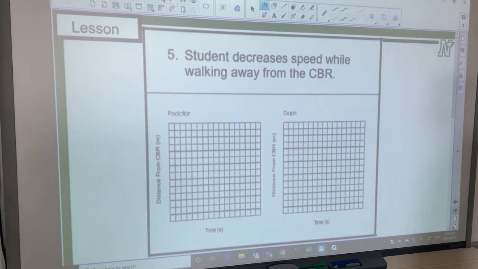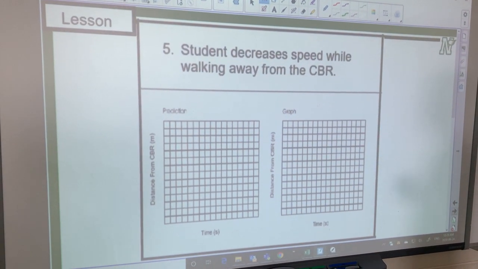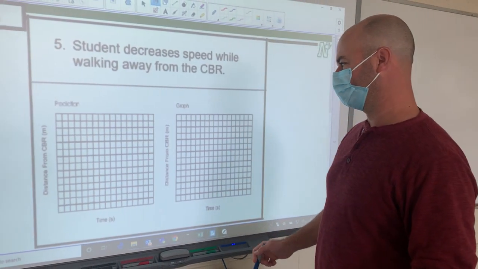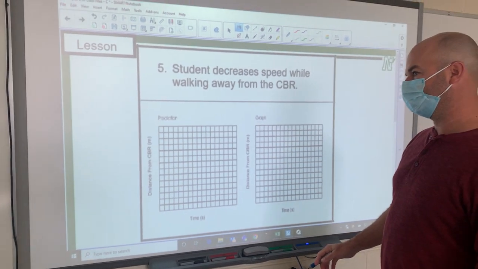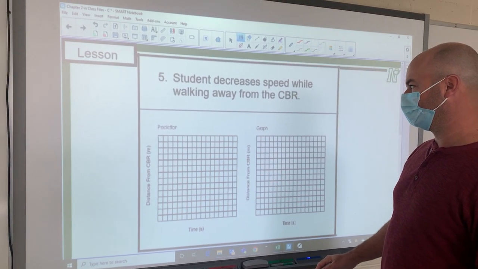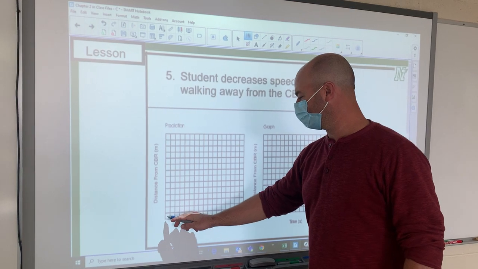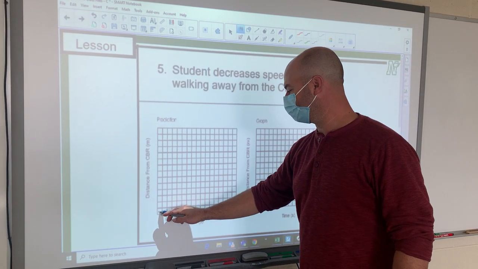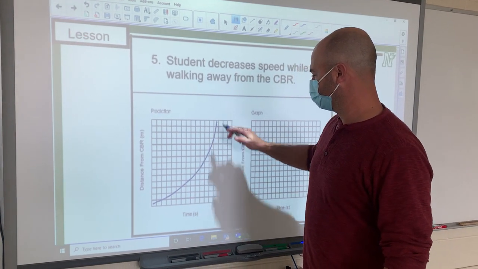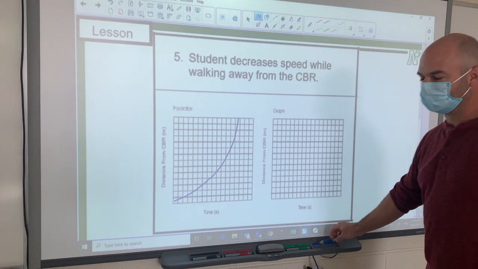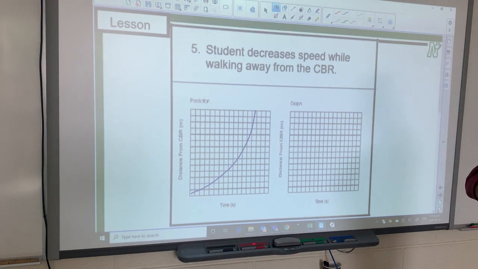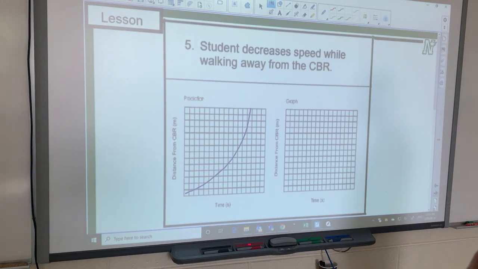student decreases speed while walking away from the CBR. All right. Decreasing speed would mean he's going to decelerate. It'd be kind of like a car where you hit the brakes coming towards a stop sign. Again, remember, his first graph is just a prediction as to what would happen.